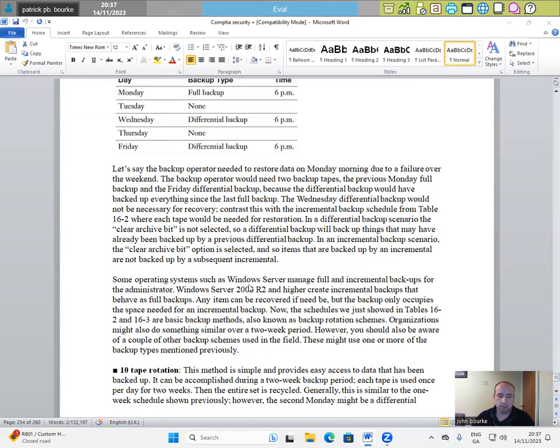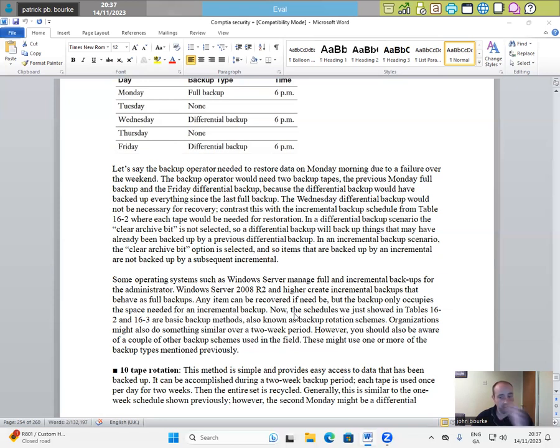Some operating systems, such as Windows Server, manage full and incremental backups for the administrator. Windows Server 2008 R2 and higher create incremental backups that behave as full backups. Any item can be recovered if need be, but the backup only occupies the space needed for an incremental backup.